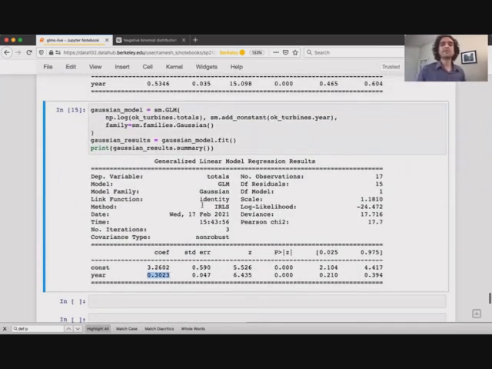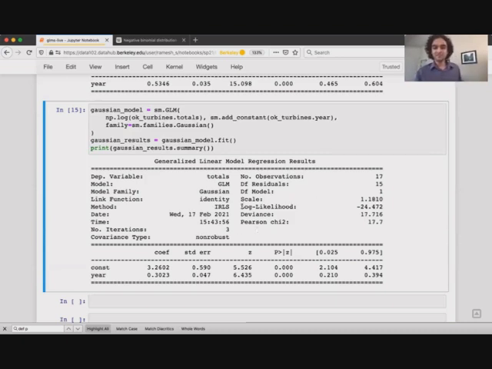And let's take a look at all this other output. It tells us the dependent variable is totals. In this case, it's the log of that. It's a GLM, a generalized linear model. The model family is Gaussian. The link function is identity. We talked about the link function being what you do to x beta before using it to predict the output. The method is something called IRLS, iteratively reweighted least squares. Then date, time, number of iterations, covariance type, a bunch of stuff.